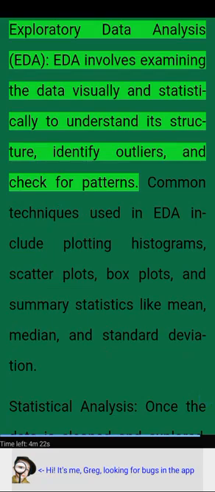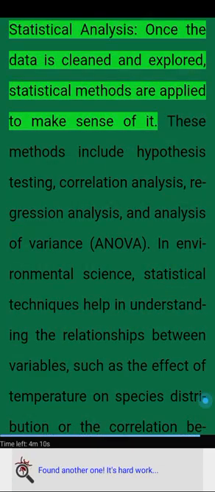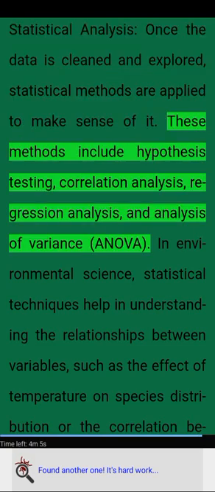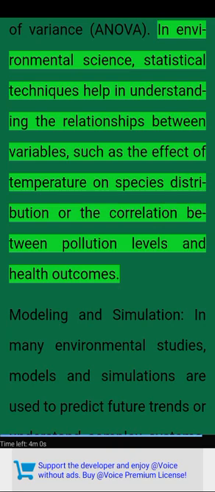Exploratory data analysis. EDA involves examining the data visually and statistically to understand its structure, identify outliers, and check for patterns. Common techniques used in EDA include plotting histograms, scatter plots, box plots, and summary statistics like mean, median, and standard deviation. Statistical analysis. Once the data is cleaned and explored, statistical methods are applied to make sense of it. These methods include hypothesis testing, correlation analysis, regression analysis, and analysis of variance, ANOVA. In environmental science, statistical techniques help in understanding the relationships between variables, such as the effect of temperature on species distribution or the correlation between pollution levels and health outcomes.